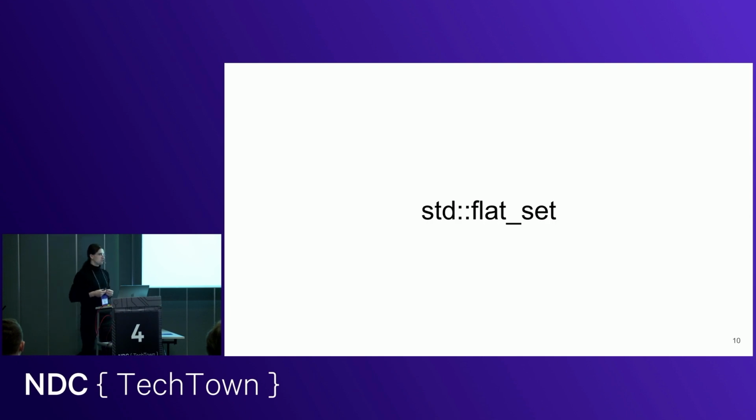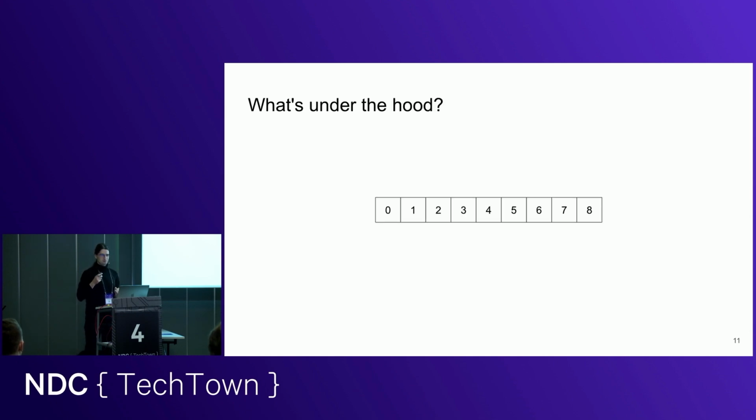But now let's talk about flat set. So who knows what is under the hood of flat set? Good. And this is super simple. This is just an ascendingly sorted contiguous container of elements. It's a sorted vector in many cases. And that's why you can see why it's flat. So we took a tree, we collapsed it, it's flattened now.